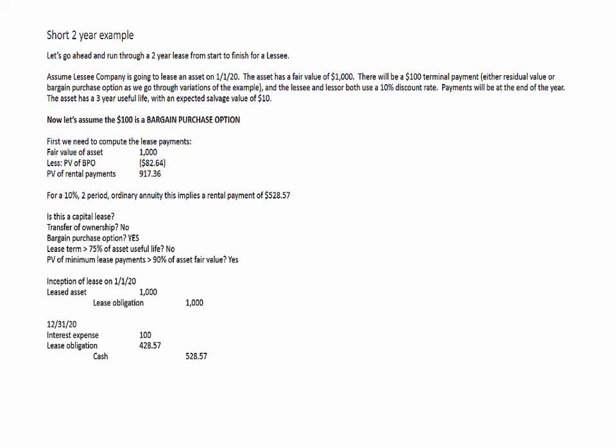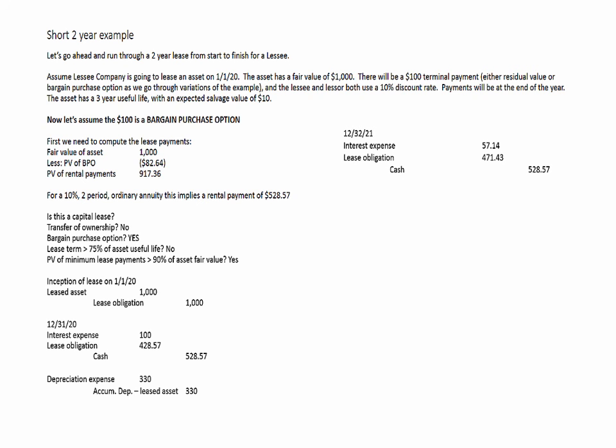We make our end-of-year payment, and we record our end-of-year depreciation. Now, in this case, we're going to be keeping the asset. Again, we assume the bargain purchase option will be exercised. If we're going to own the asset anyway, we depreciate the asset as though we already own it. So cost minus salvage over useful life. So $1,000 cost, that's the leased asset debit, minus the expected salvage value of $10, so $990, spread over the 3-year asset life.